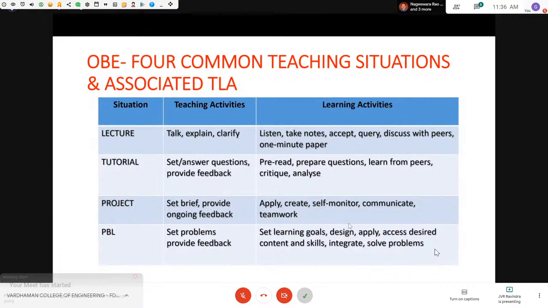And finally, PBL, problem-based learning. Set problems and provide the feedback. This is where the students really understand how they are doing. So these are the teaching situations that we have.